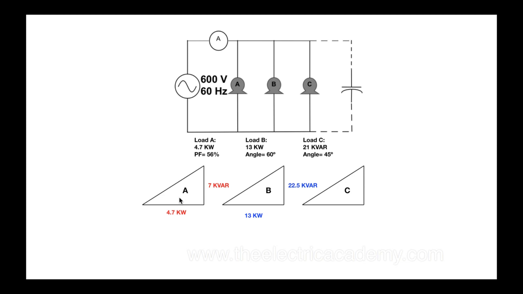Now, the second one, I do the same thing, except with this angle, the 60 degrees. I go 13 kilowatts divided by the cosine of 60 degrees, which will get me this kVA, and then kVA squared minus kilowatt squared gives me kVAR squared. So using Pythagoras again.